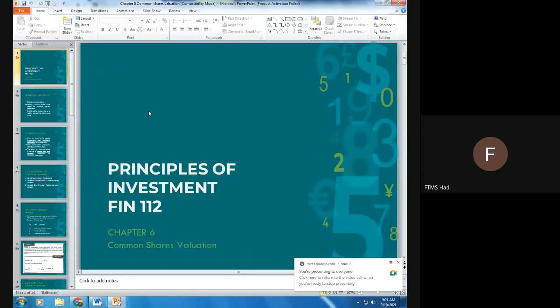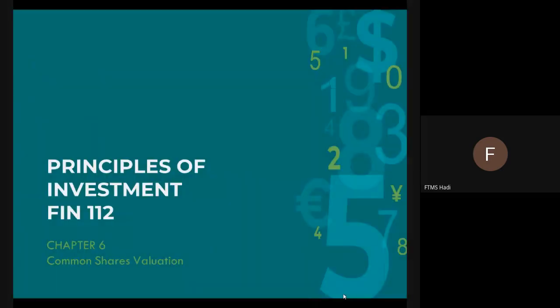Alternative assignment later on, most of the questions will be on the theory part. The theory part, you can get those answers from the journals, the textbooks, and so on. Okay, let's have a look at Chapter 6, which is common shares valuation.